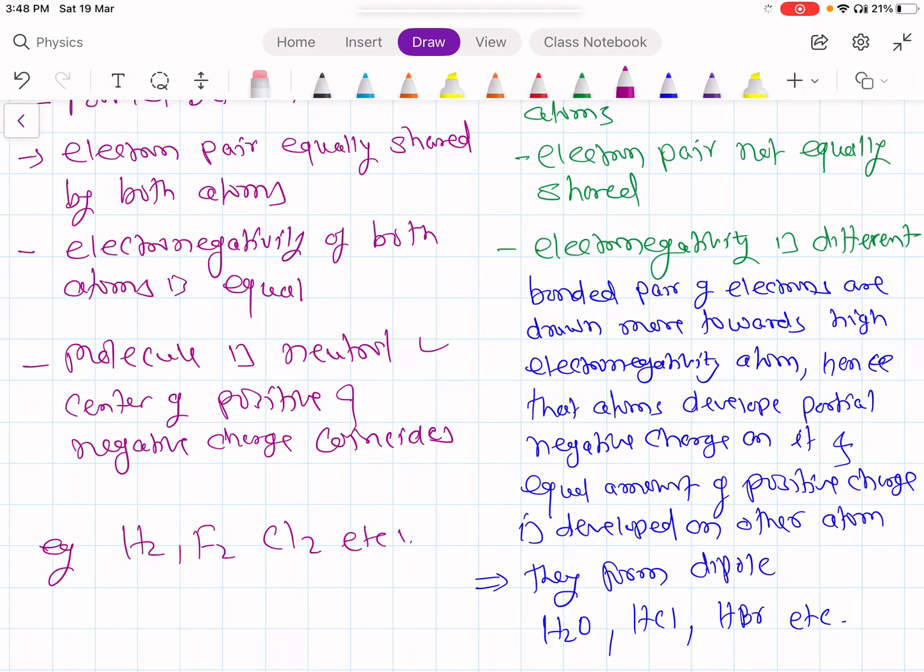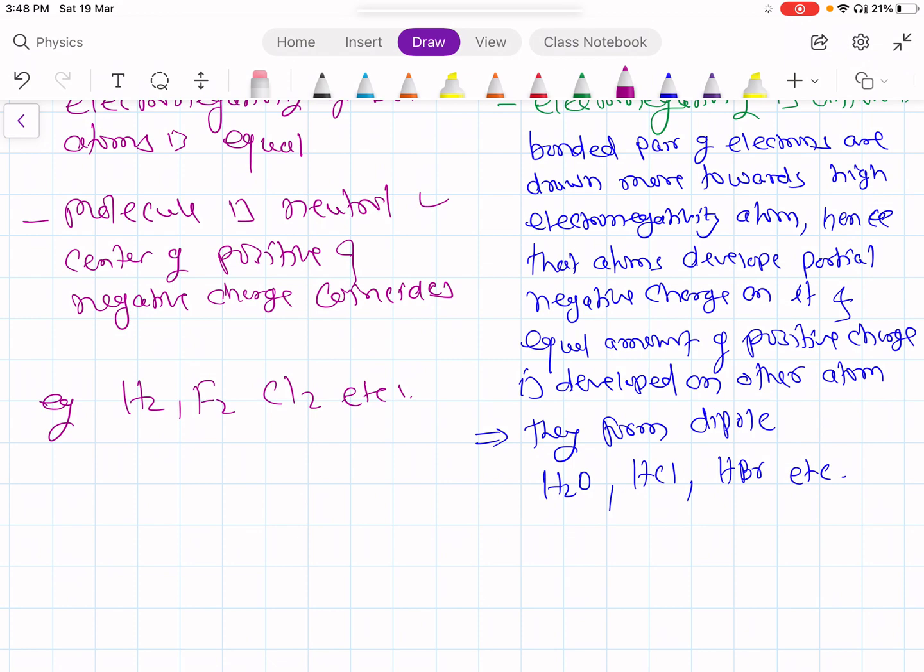So this is the difference. Let me take the example of H2O, oxygen and two hydrogen. The electronegativity of oxygen is more compared to hydrogen. So the electron pair is shifted more towards the oxygen. So oxygen develops a partial negative charge and hydrogen develops a partial positive charge and they form a dipole. So we call it a polar covalent bond.